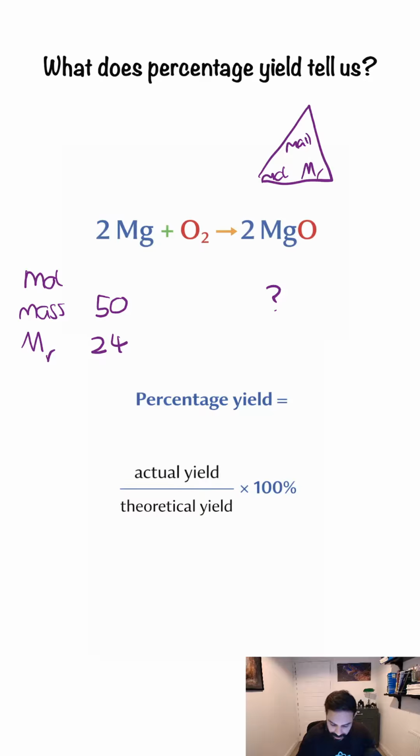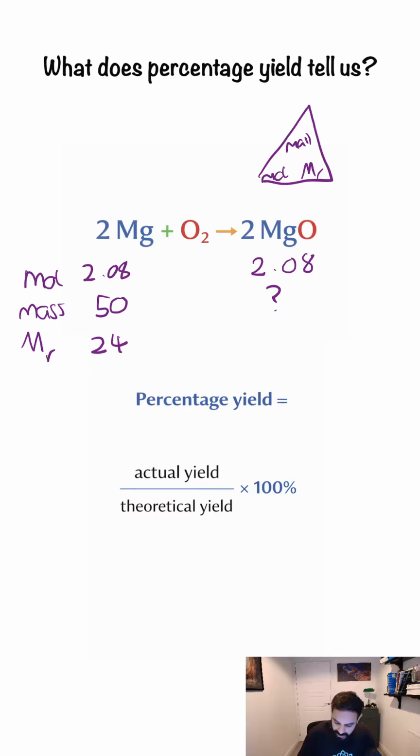To work out the moles for this one, I'm going to do my mass, which is 50, which I've been given, divided by 24, and I get 2.08 moles. Okay, go over to the right hand side. The ratio is 2 to 2, which basically means 1 to 1. So that means that if I have 2.08 moles of magnesium, the maximum amount of moles of magnesium oxide I could make would also be 2.08.